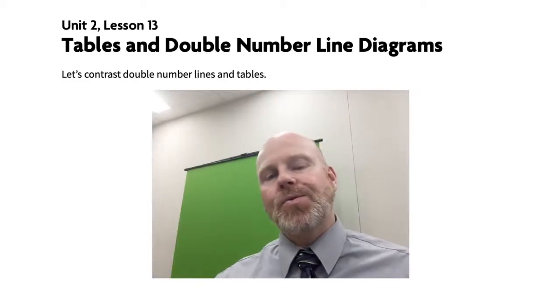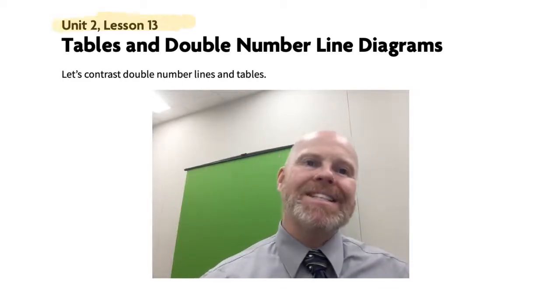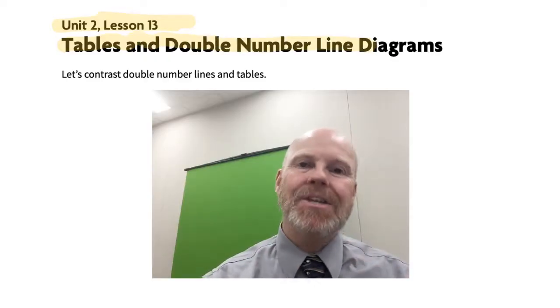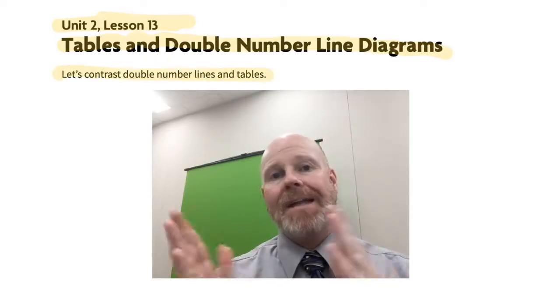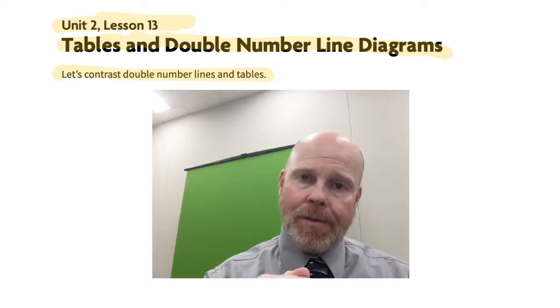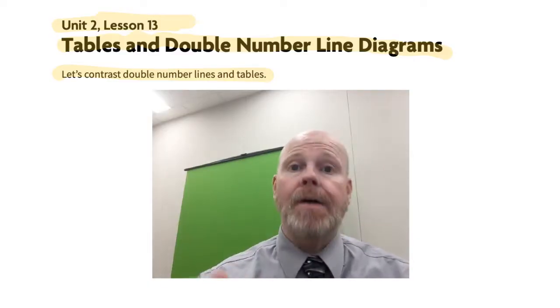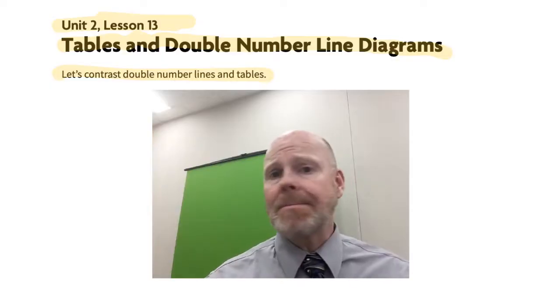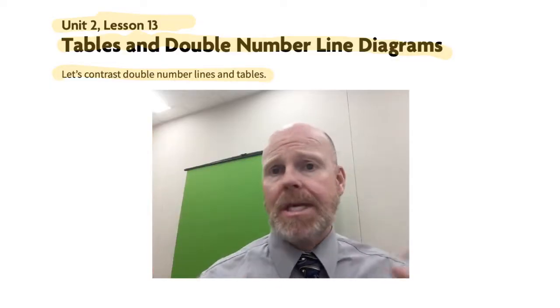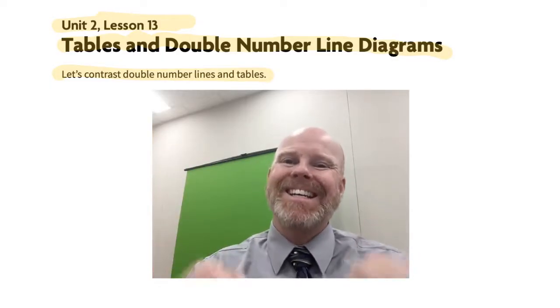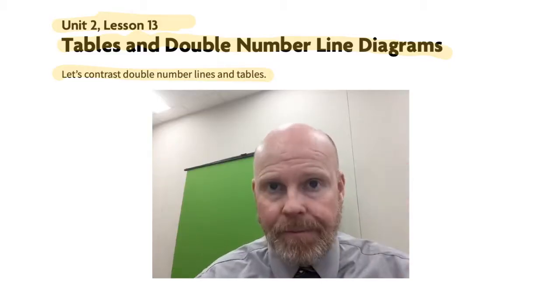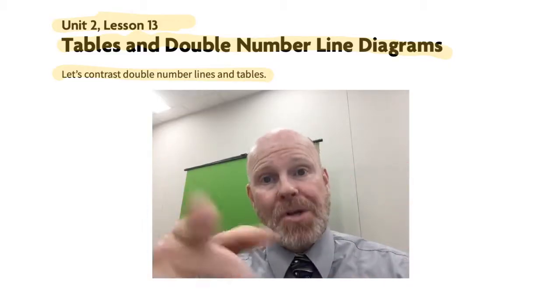All right, this is 6th grade Unit 2, Lesson 13. And in this lesson, students are going to continue taking their understanding of that double number line to represent equivalent ratios. And they're going to connect that to a table of equivalent ratios because sometimes you want to know one versus the other, and sometimes it's easier to glean information from one version than the other. So let's get started.